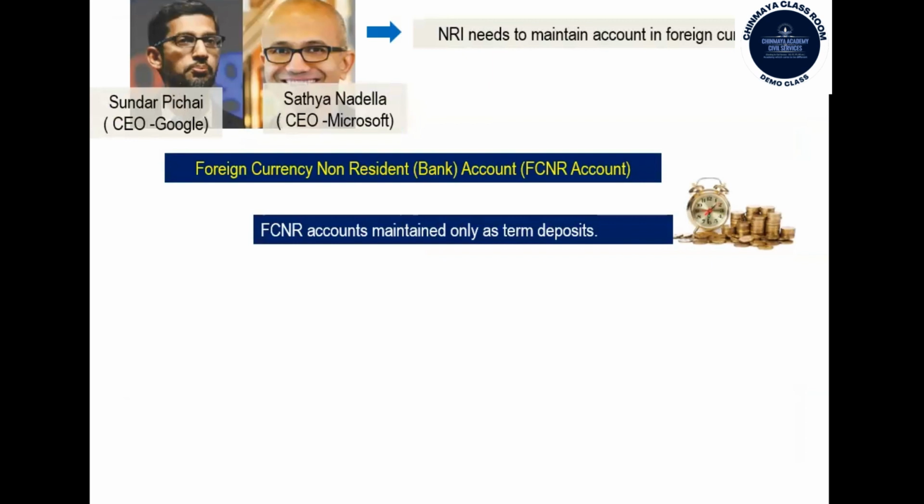Many foreigners, that is NRIs, have invested money in India. They are holding foreign currencies. Suppose there is an economic tremor.